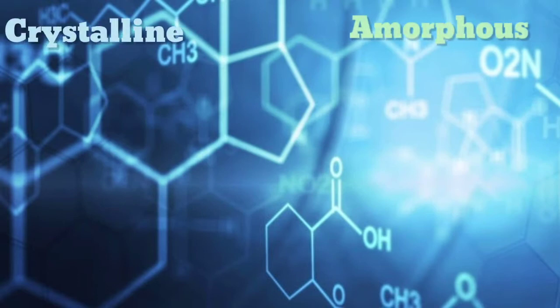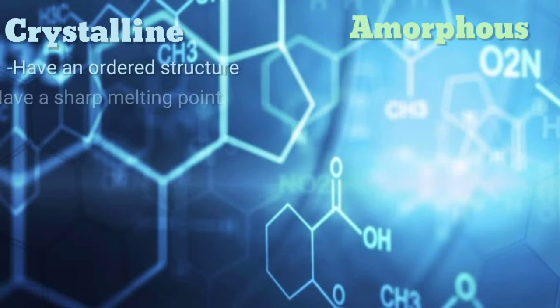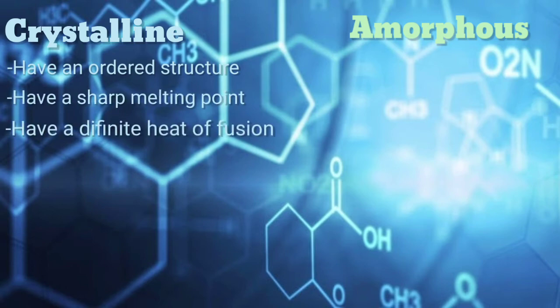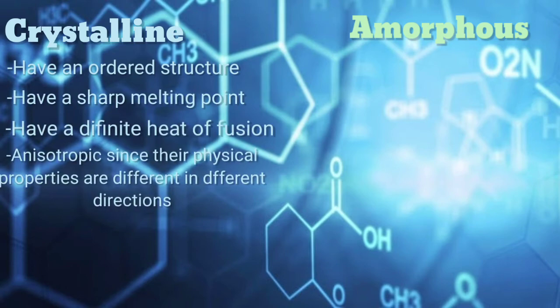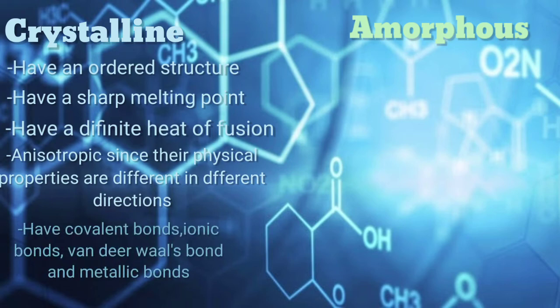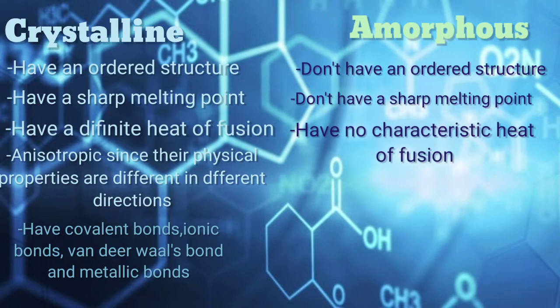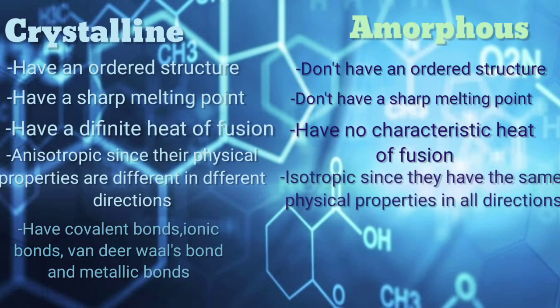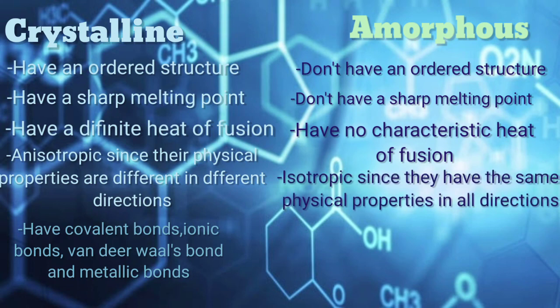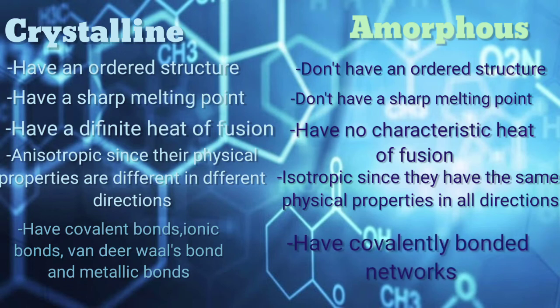Here is the diagram of the differences of the amorphous and crystalline solid. Crystalline solids have an ordered structure, have a sharp melting point, have a definite heat of fusion, are anisotropic since their physical properties are different in different directions, and have covalent bonds, ionic bonds, van der Waals bonds, and metallic bonds. Amorphous solids don't have an ordered structure, don't have a sharp melting point, have no characteristic heat of fusion, are isotropic since they have the same physical properties in all directions, and have covalently bonded networks.